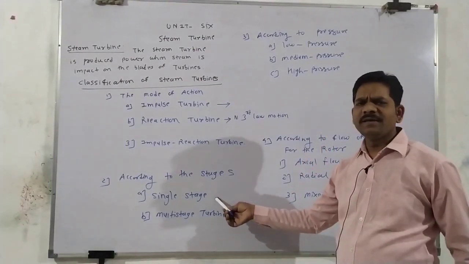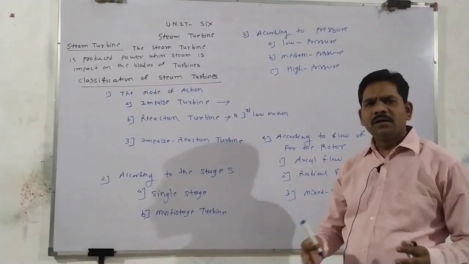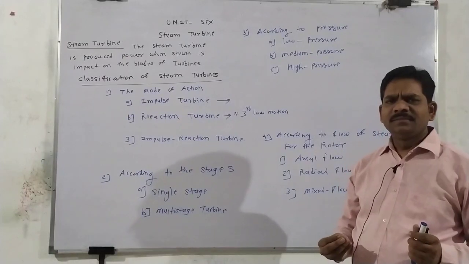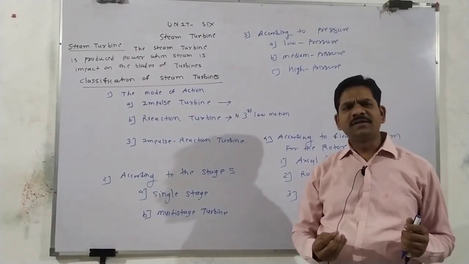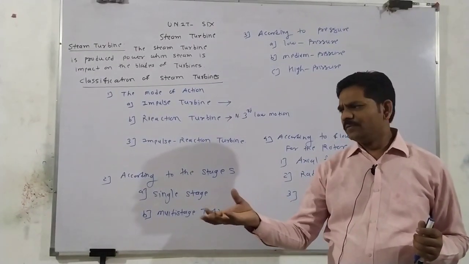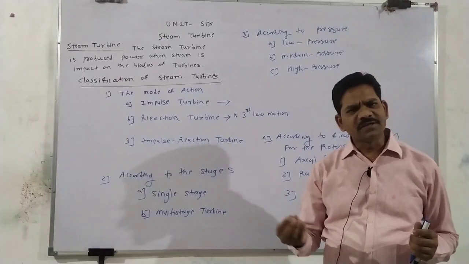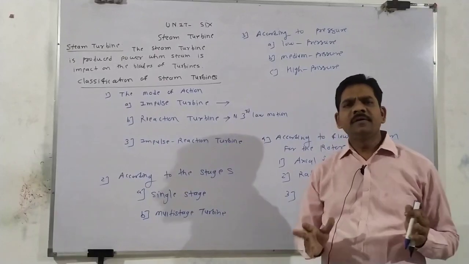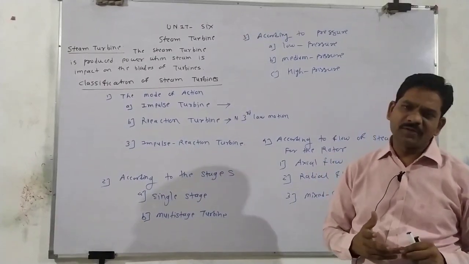Single stage turbines are used for low power generation. We consider them for use with a pump or compressor. That is the use of the single stage. Multi-stage turbines are mostly used for power generation.